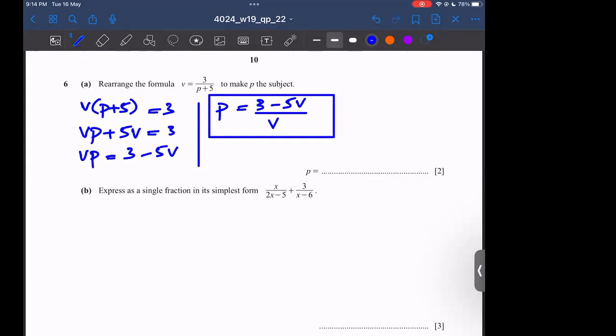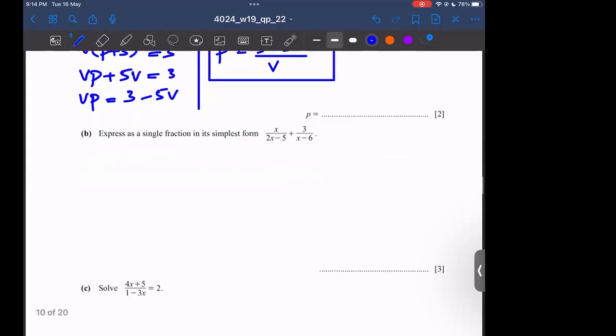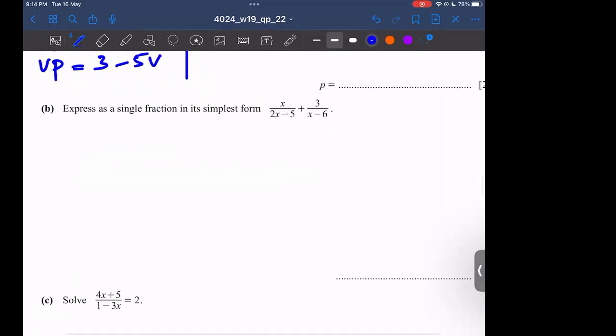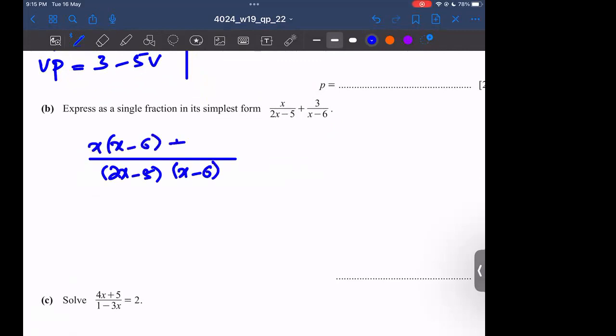All right. Now we have to express the single fraction in simplest form, this fraction. What I'm going to do, I'm going to take the LCM of this. The LCM of this is going to be 2x minus 5 and x minus 6. You got x into x minus 6 and 3 into 2x minus 5. X into x is x square, minus 6 into x, minus 6x, 3 into 2, 6x, 3 5s are 15.